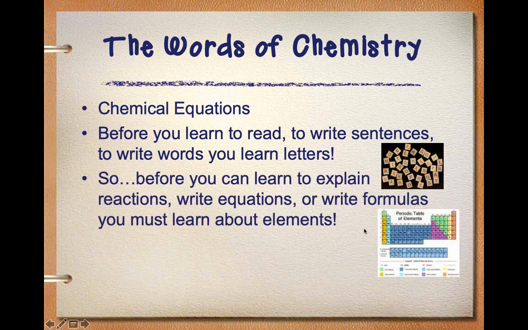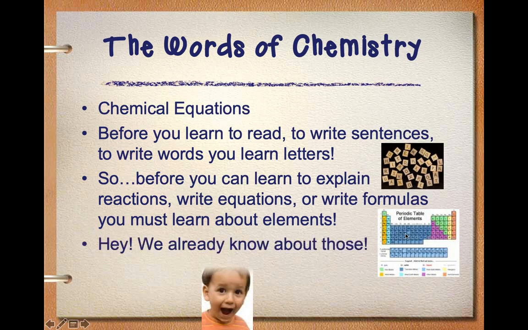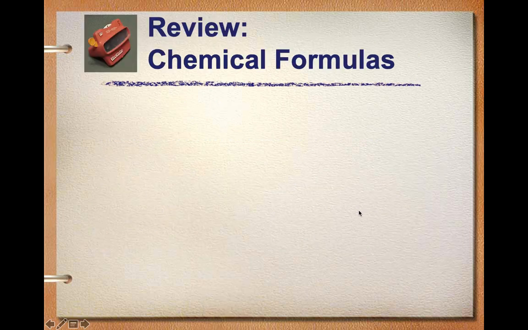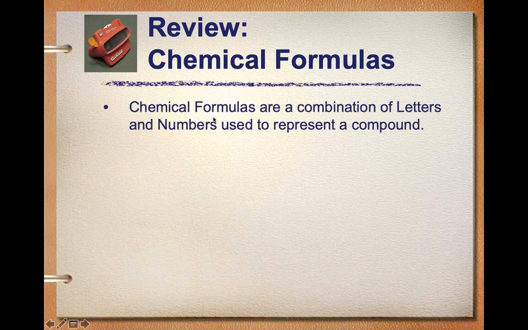Well, in chemistry, before you can learn about writing reactions and chemical equations and writing formulas, you need to learn about elements. But hey, we already did that. We know some things about elements and element symbols and writing formulas. We know a little bit about that. But why don't we do a quick little review? So we know about elements. Elements come together to make formulas to make stable compounds. And a formula really is a combination of letters and numbers that represent a stable compound.